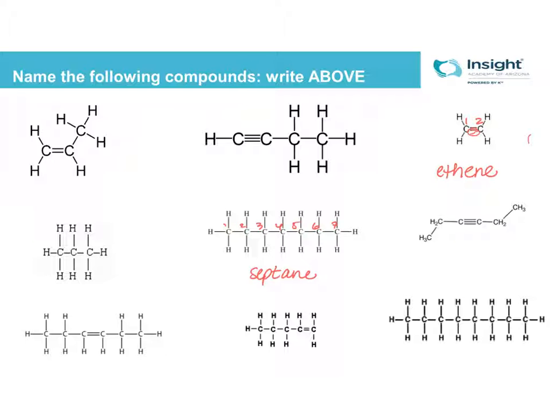This one up top here, we've got 1, 2, 3, 4. Prefix for 4 is but. And then there's a triple bond in here, so it's butyne. All right, do one more. Got 1, 2, 3. So that's going to be prop. And then there's a double bond, so it's going to be ene. So again, hopefully this seems easy. If it doesn't, talk to me.